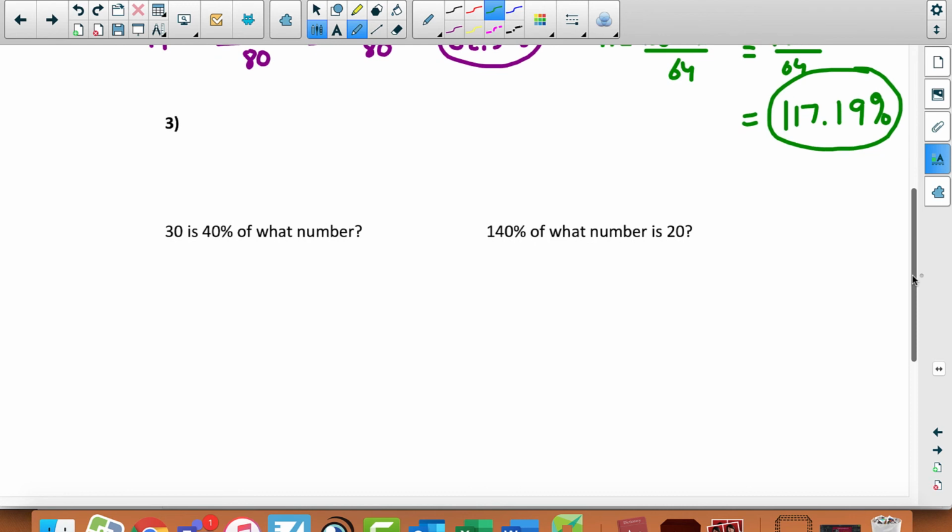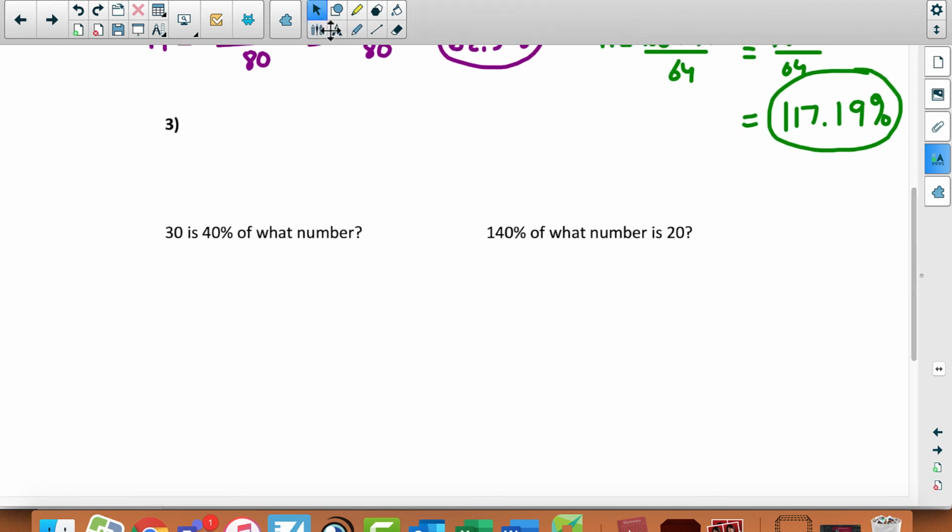Okay, the third type of question, which is often the one where people get all mixed up if they're not using this method, is when you find the whole. So you know a percentage of the whole, and you have to actually find the entire whole. This type's not as common, but it's important. So that would be something like this. 30 is 40% of what number? 30 isn't the whole number. 30 is only 40% of the whole number. So let's set it up here.